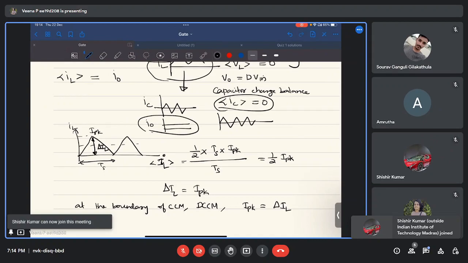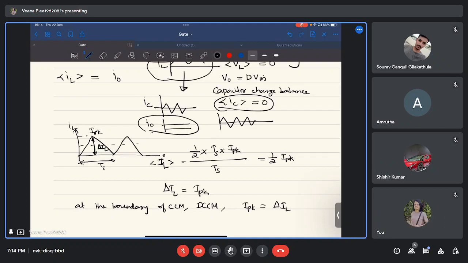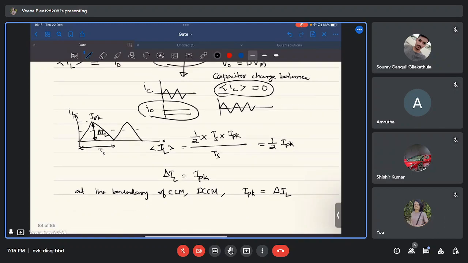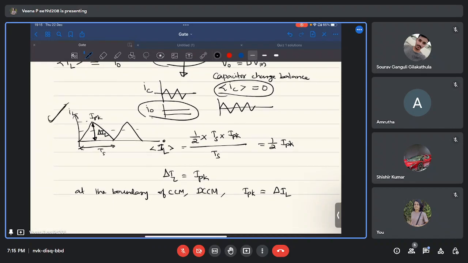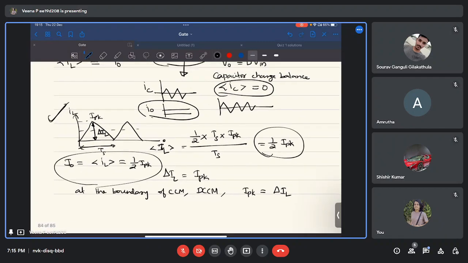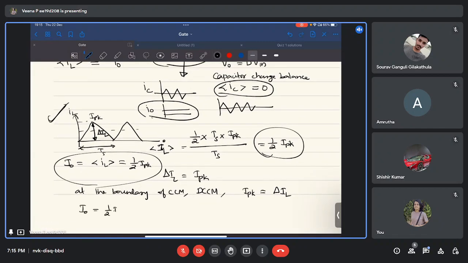This is applicable not just for the buck converter, this is a universal relation for any type of converter. At the boundary of CCM and DCM, the peak value of inductor current will be the same as the peak to peak ripple current of the inductor. Now let us apply the basic inductor voltage equation. So now you got that the inductor current looks like this, and another relation we got is that the output current is the same as the average value of inductor current, which is half times I peak. This is particular to the buck converter.